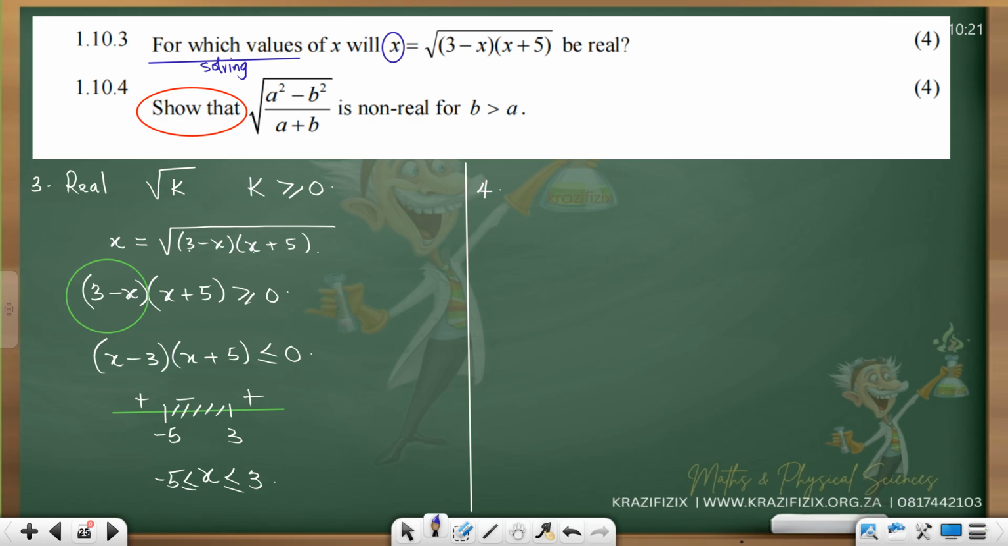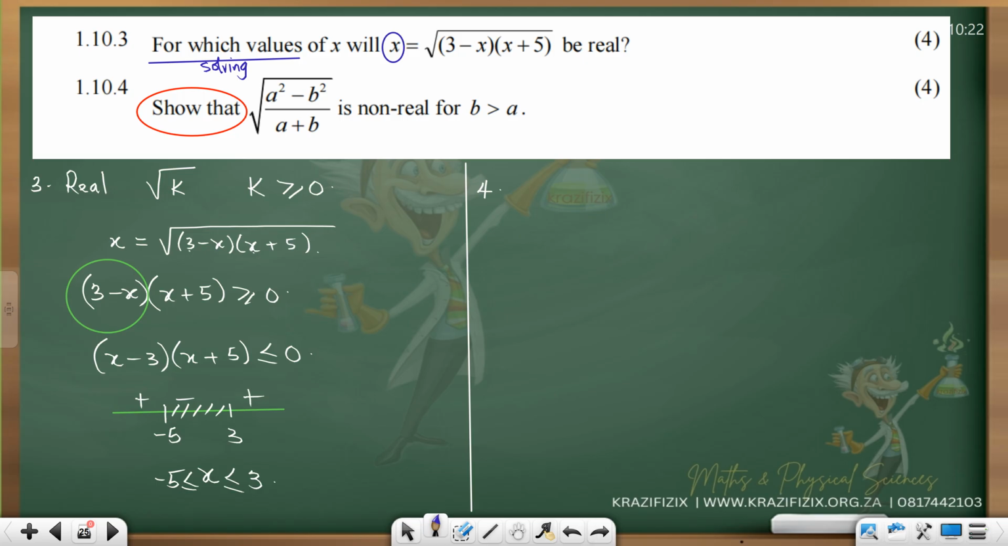Do you get it, Lucan? You came back to this answer, right? Yeah, too long. All right, look at this one. Show that. We're not solving now.